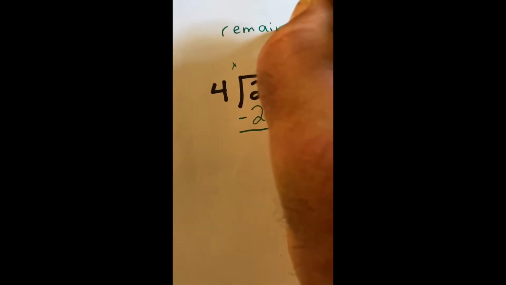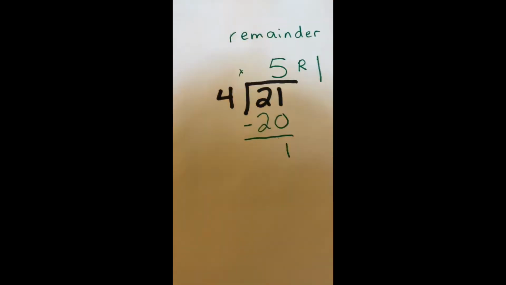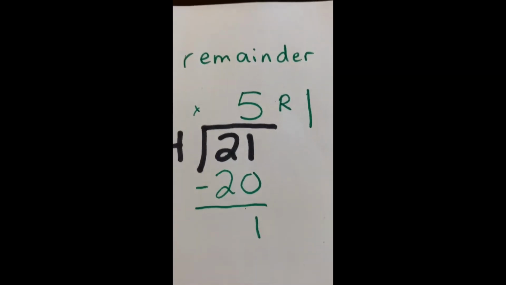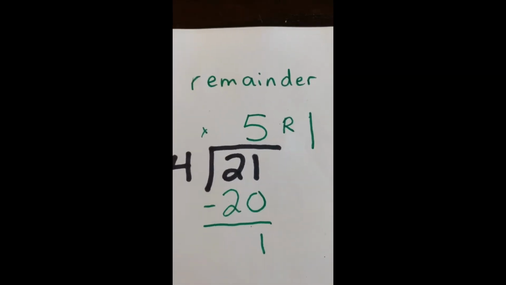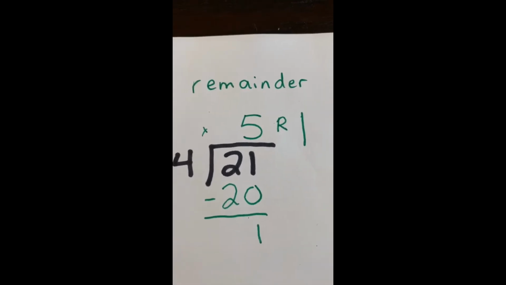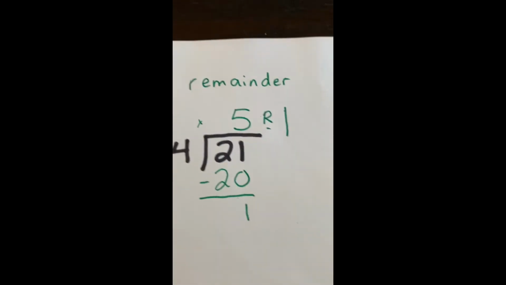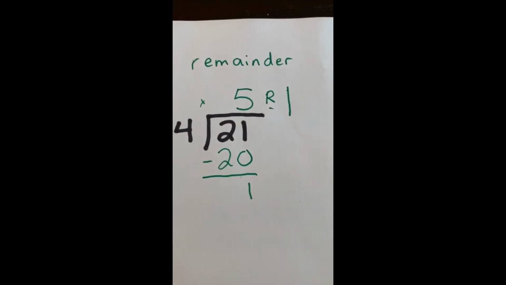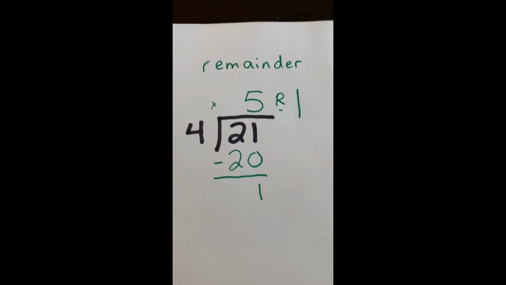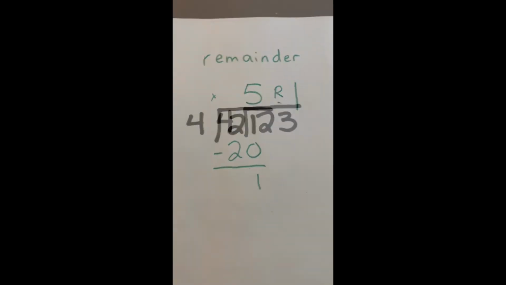Now, you could also actually write out the word remainder. 5 with a remainder of 1. But look at how long that is. That would take a long time to do that with all your answers. So in math, we just abbreviate it with the letter R. 5R, or remainder 1. And it just means that's the leftover amount.